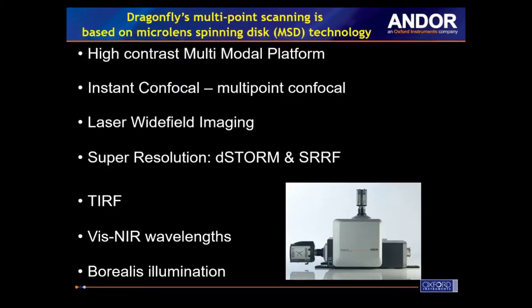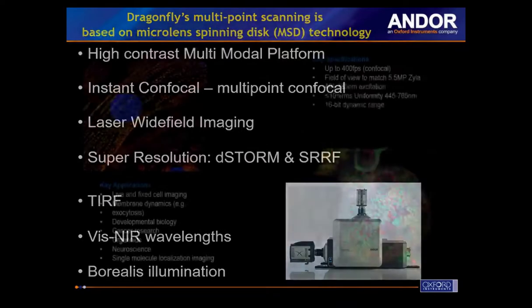Dragonfly multi-point scanning confocal is based on the dual microlens spinning technology. It is a high-contrast multimodal platform. It is an instant confocal because it delivers confocal images in an instant, but it is a multimodal platform because besides being a confocal, it also delivers laser wide-field imaging, super-resolution techniques such as D-STORM and SRRF-Stream, and TIRF imaging. Dragonfly comes with the Borealis illumination system, allowing a very flat, uniform illumination across all wavelengths from the visible to the near-infrared.